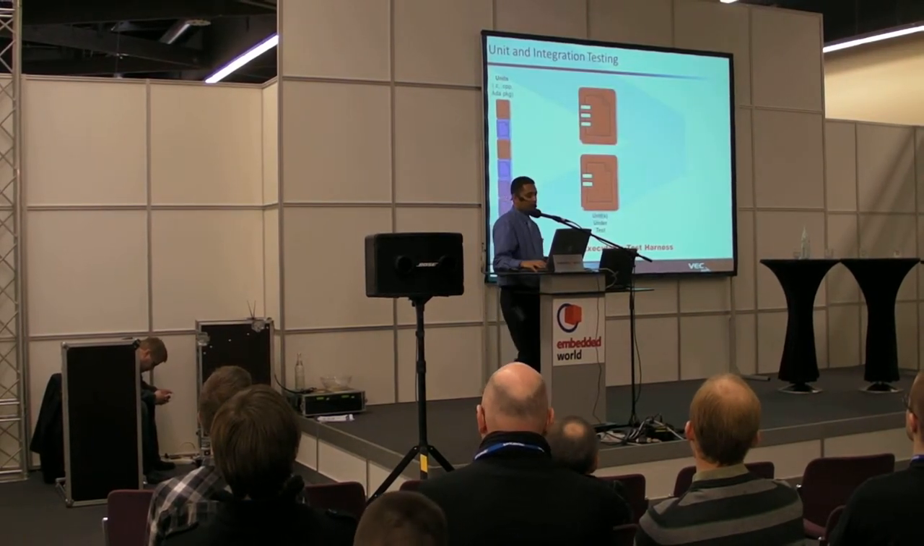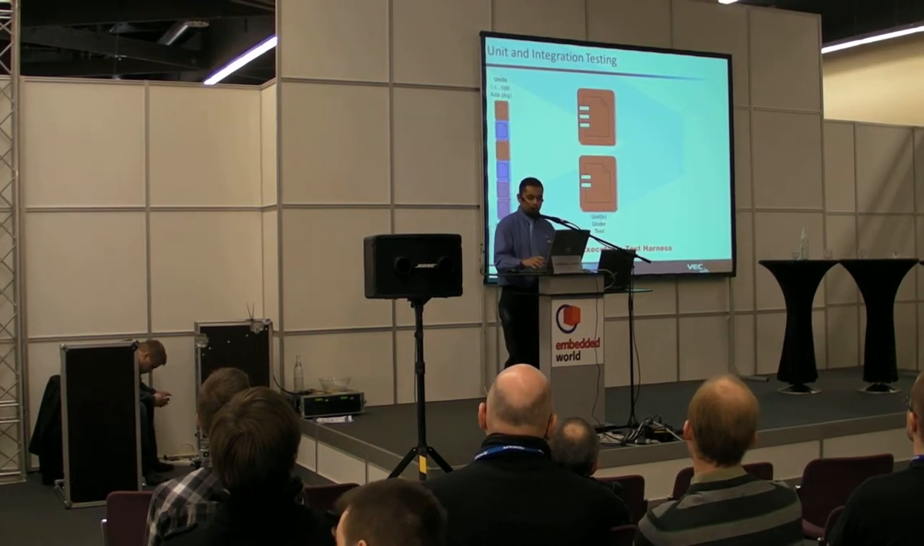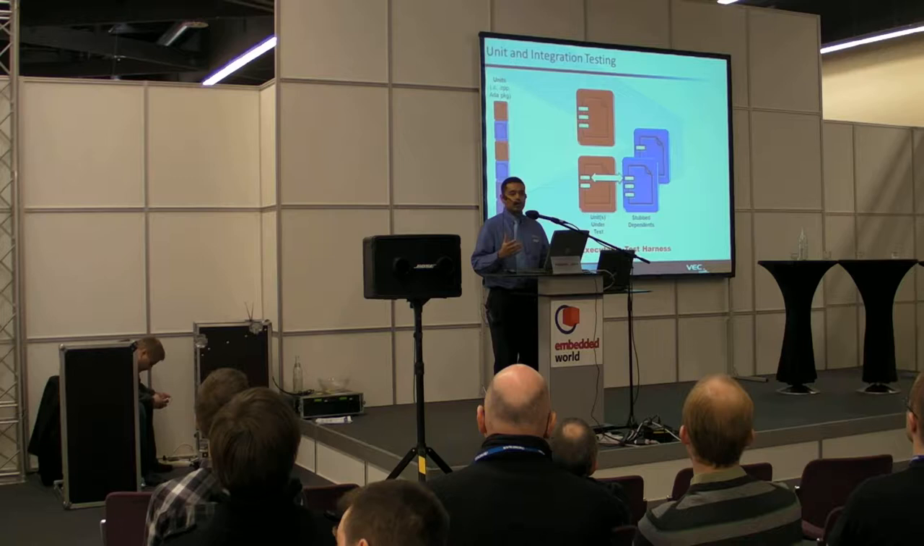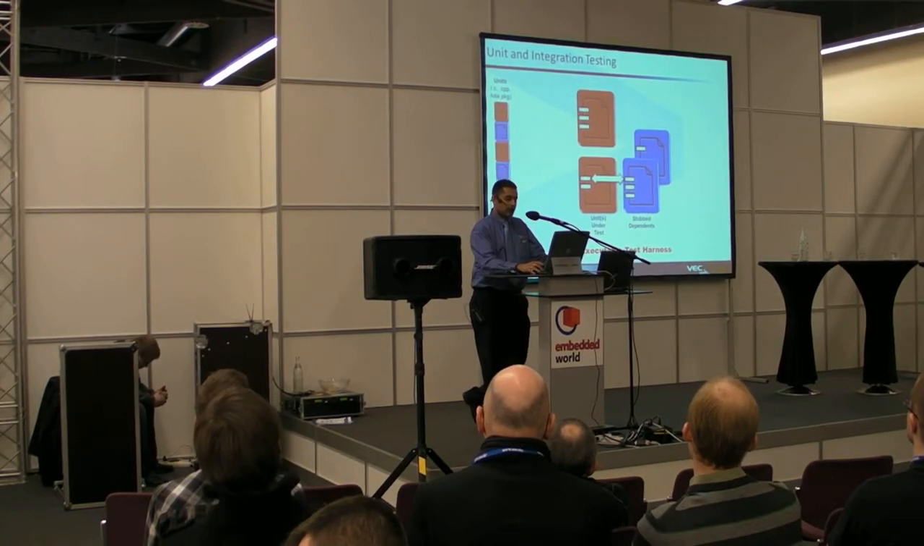So let's look at a quick example. If you look at the source files in unit testing, what we want to do is pick out some of these source files. And for these source files, we want to build stub dependencies. Okay, so these will be stubs for the dependencies.